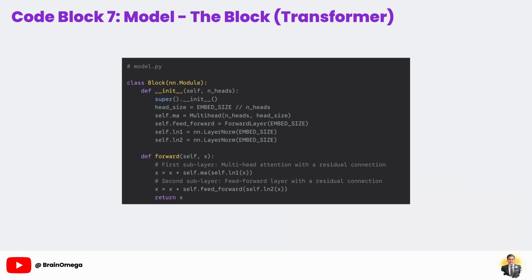After that first sublayer, the pattern repeats. The result goes into another layer norm, then into our feed-forward layer, and finally through one more residual connection. This add and norm pattern is a cornerstone of modern deep learning architectures.